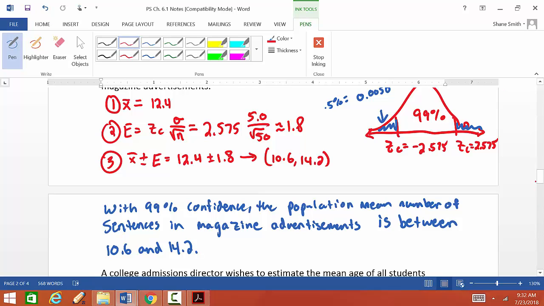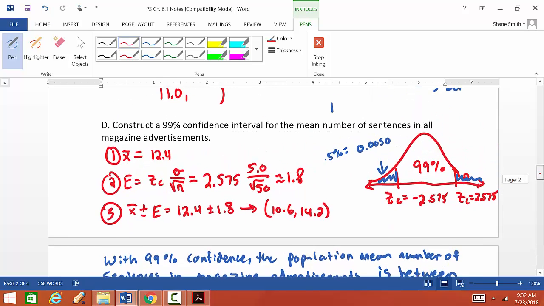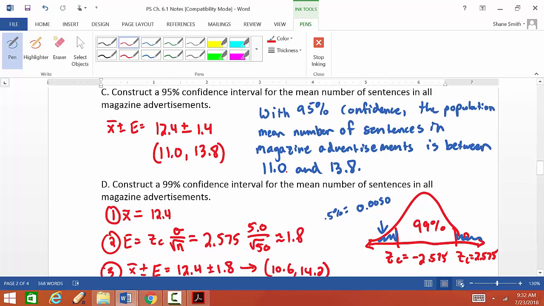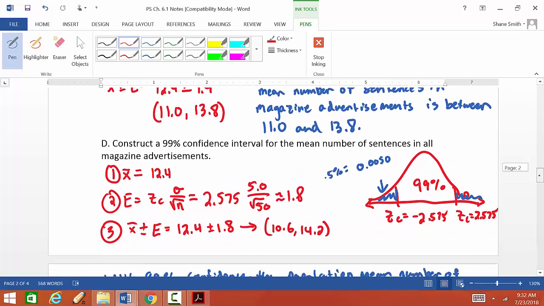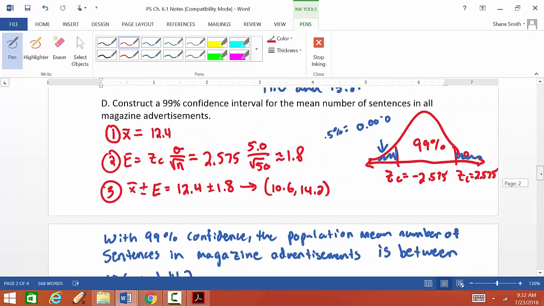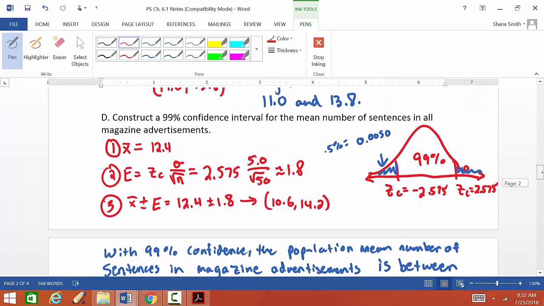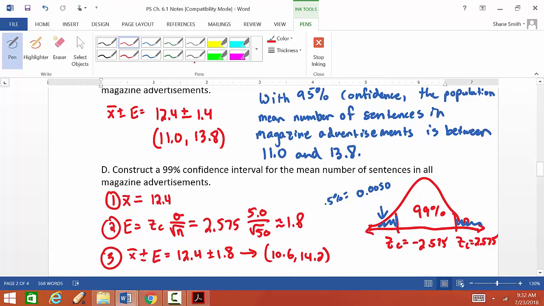All right. Now notice the difference here. Before we move on, I want you to notice and compare these. The first one is between 11.0 and 13.8. The next one is between 10.6 and 14.2. So what happened? If you compare the intervals, the width increased, right? We went from 10.6 to 14.2, and that's because our confidence level went up.